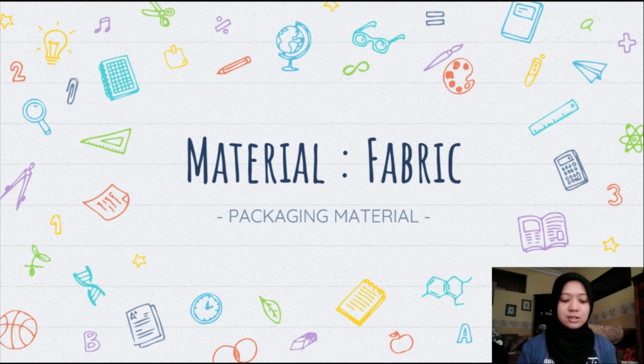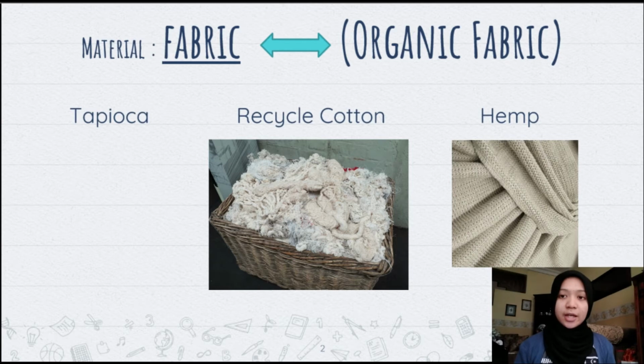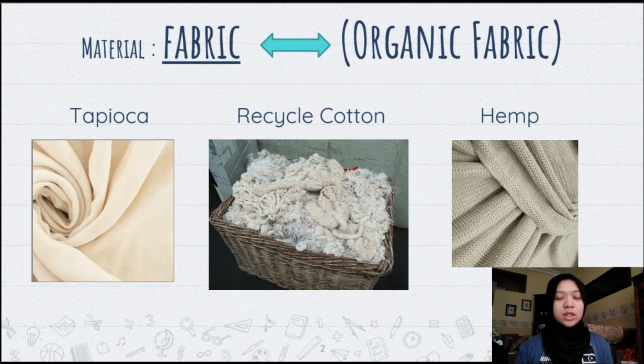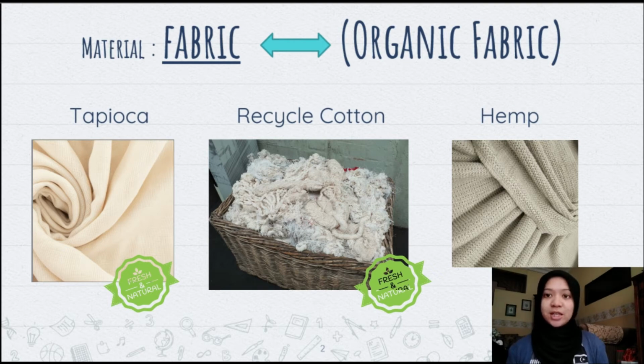So the next slide is the organic fabric. Some of the fabric is organic fabric, which is much more natural, which means it's safe and also very convenient for humans and it is very eco-friendly. The organic fabric contains recycled cotton, hemp, tapioca, and many more. As I mentioned earlier, the organic fabric contains natural material, which means it is very safe and very convenient for the consumer to use and purchase.